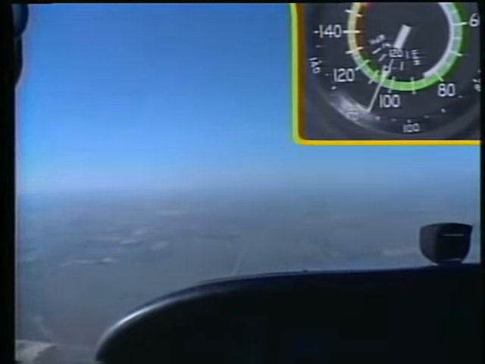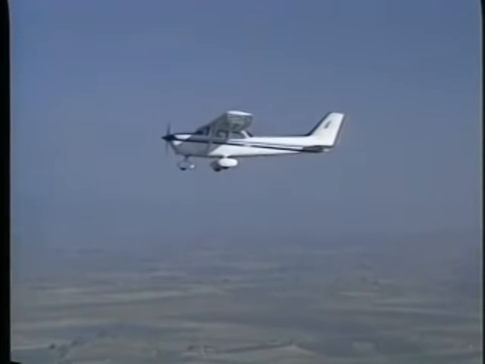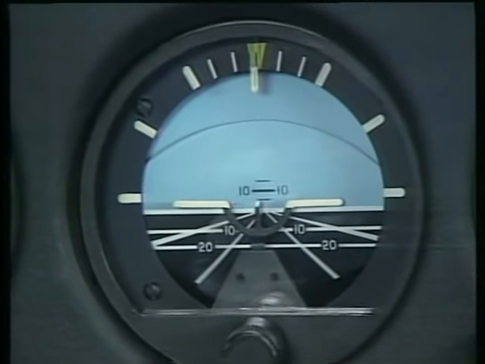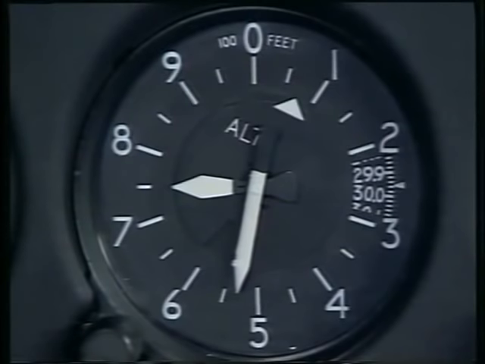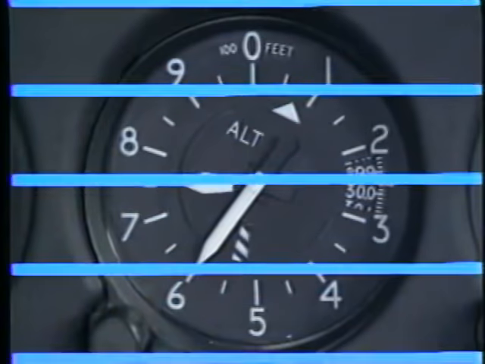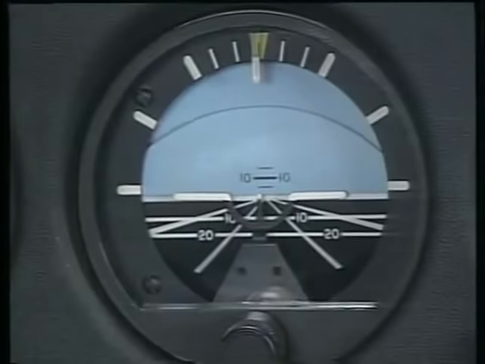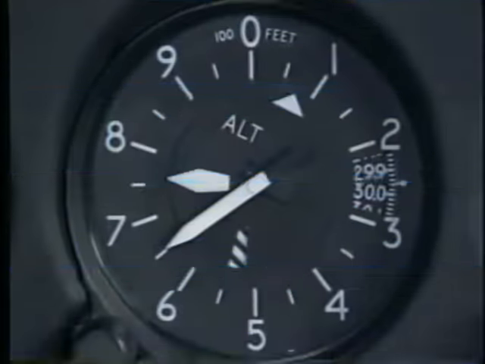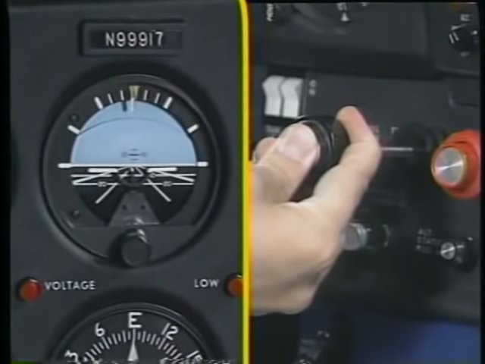When you notice a change in altitude, you'll need to correct the pitch attitude to return to the original altitude. You should make corrections by referring to the attitude indicator and monitoring the altimeter to complete the adjustment back to level flight. As a general rule, if the altitude deviation is less than 100 feet, you should correct the pitch attitude without changing power. When the deviation is greater than 100 feet, you should combine a pitch change with an appropriate power adjustment.